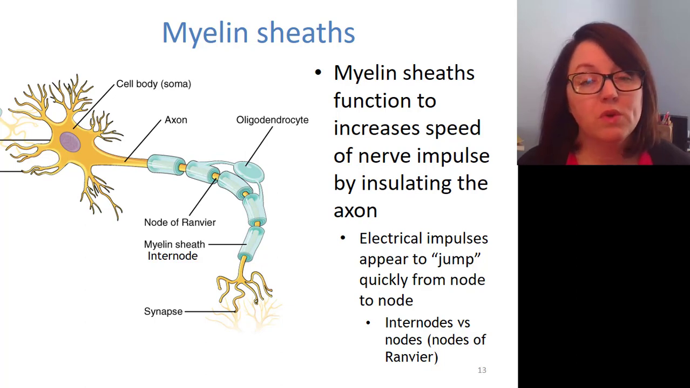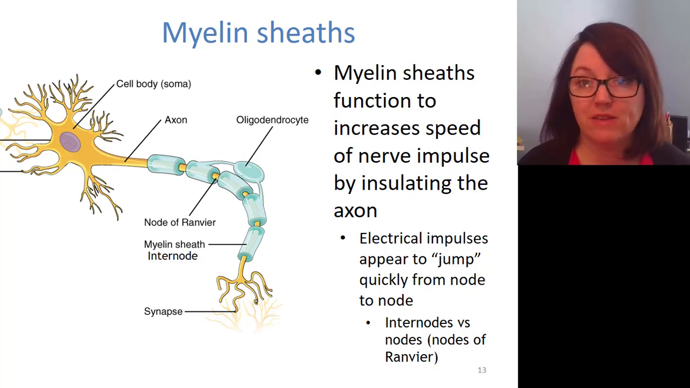The nodes without the myelin are also known as nodes of Ranvier. And again, we talk a lot more about these when we talk more about conduction of action potentials along the axon. But basically what happens is an action potential or a nerve impulse appears to jump from node to node traveling down the axon.